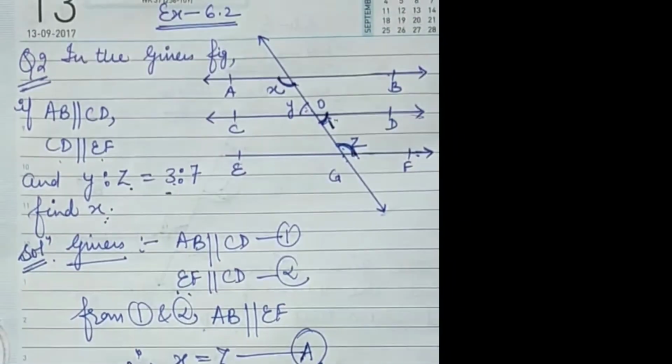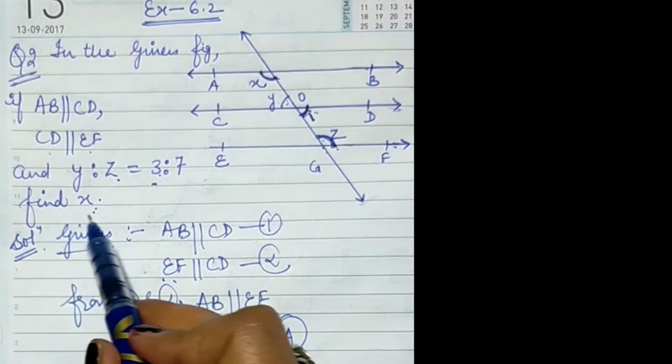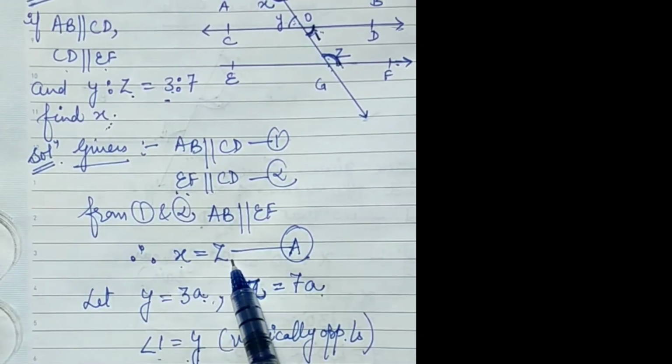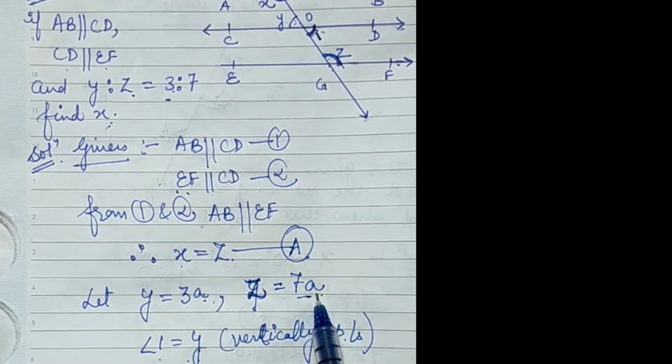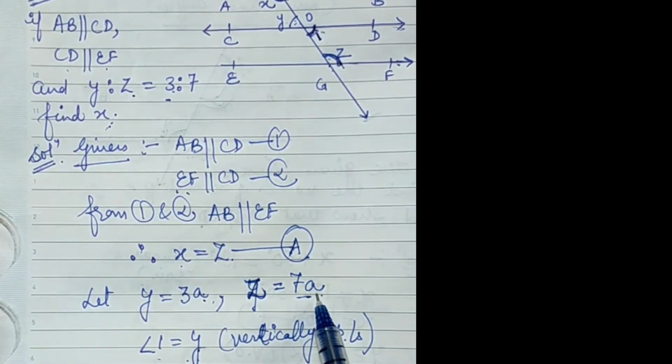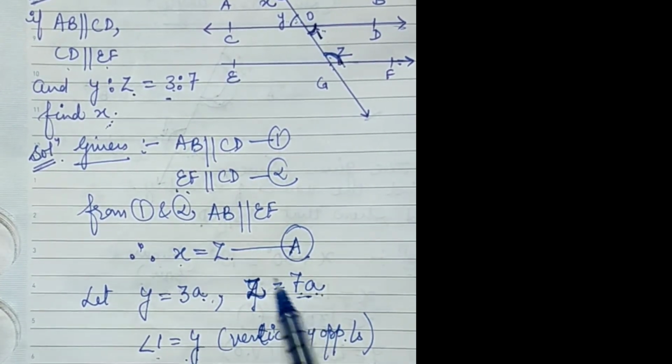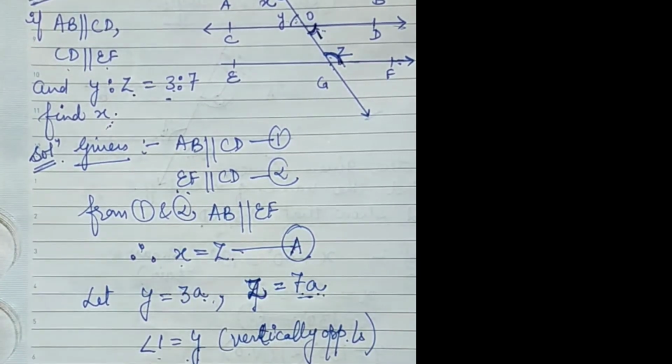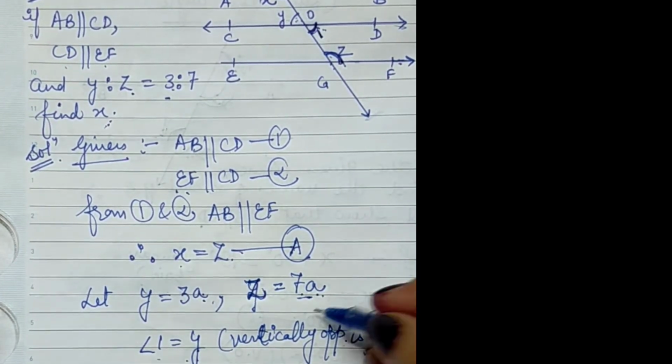Now I need to find out the value of x basically. And x is equal to z and z is equal to 7a. So I am going to put the value of a over here. I will be getting the value of z, then we will fill here and we will be getting the value for x. Now let's put up the value.